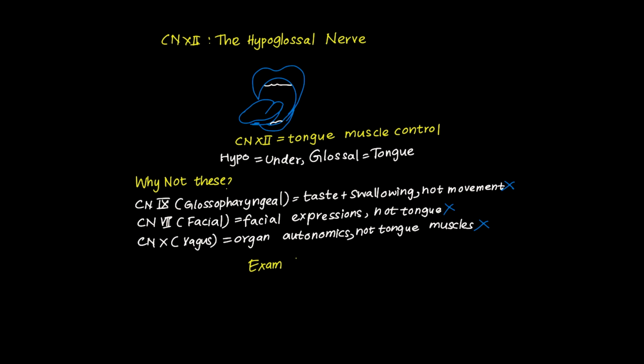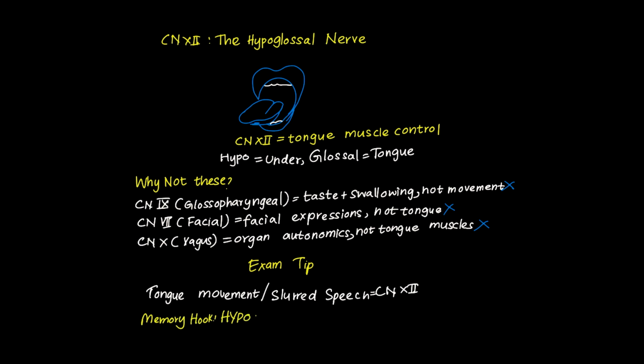Here's a WGU D312 OA exam tip for you. Tongue movement problems equals CN12, the hypoglossal. If a question says slurred speech or difficulty moving the tongue, that's your answer. Quick hook. Hypoglossal equals under the tongue equals moves the tongue. 12 muscles working under there.